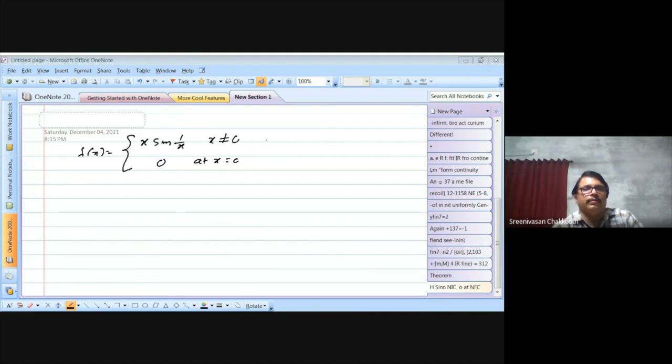So if you choose f of x equal to x sine 1 by x for x an element of the semi-closed interval (0, 1] and 0 at x equal to 0, then the function is obviously uniformly continuous on the closed interval [0, 1]. Since it is continuous on the closed interval [0, 1], it is uniformly continuous on [0, 1].